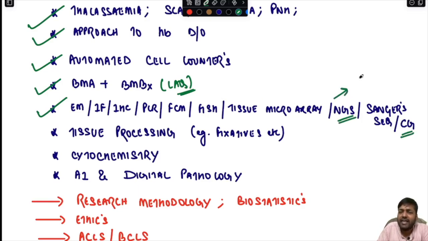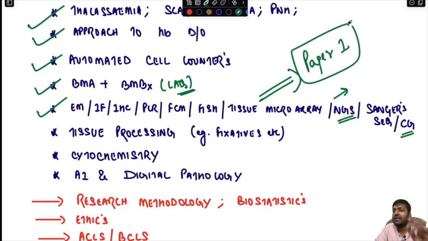Now the latest techniques like electron microscopy, immunofluorescence, immunohistochemistry, PCR, flow cytometry, FISH, tissue microarray, next generation sequencing, Sanger sequencing, cytogenetics. These can be asked in any of the papers. Usually in paper 3 they ask, but they can be asked anywhere. Usually most of the sequencing questions are asked in paper 1, but for your university, please go back and see in which paper they ask these questions. NMC has given them in paper 3, so I have discussed them here, but usually in our university they come in paper 1. They are part of basic science.